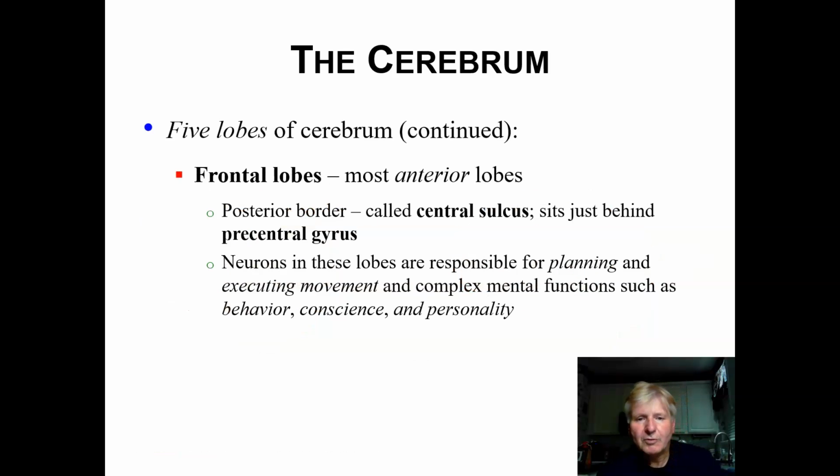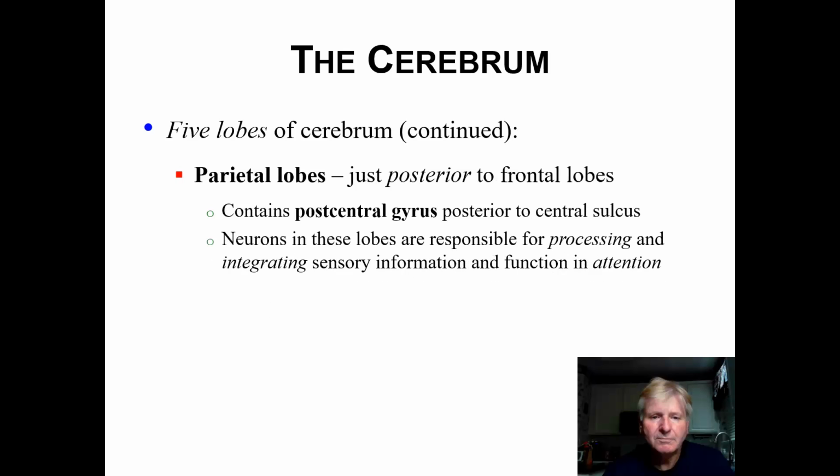So the posterior border of the frontal lobe is basically called the central sulcus, which sits just posterior to the precentral gyrus. The precentral gyrus is in the frontal lobe where you find the primary motor cortex. These neurons in the primary motor cortex are responsible for basically planning and executing movement, and the rest of the frontal lobe is important for some of the complex mental activities like behavior, conscience, and personality. Another lobe in the cerebrum is the parietal lobe.